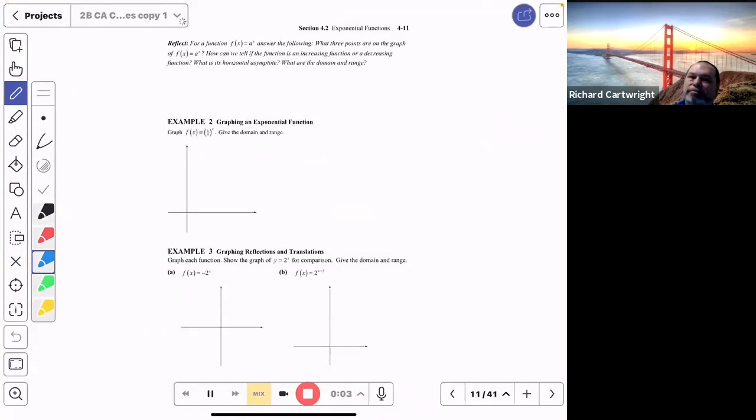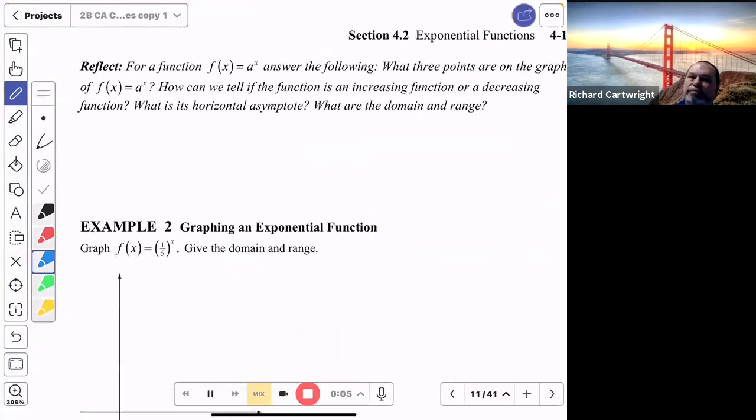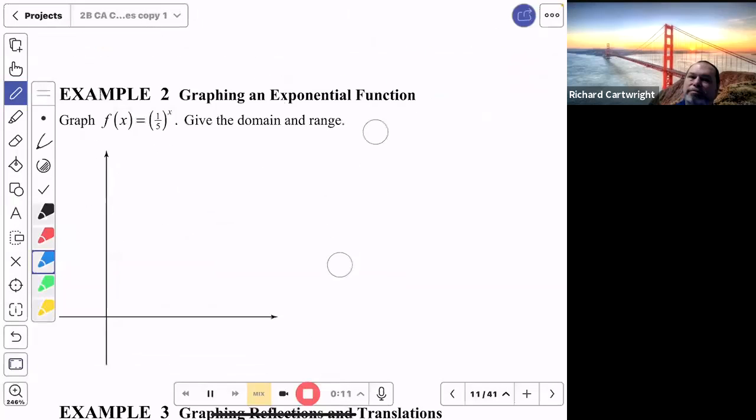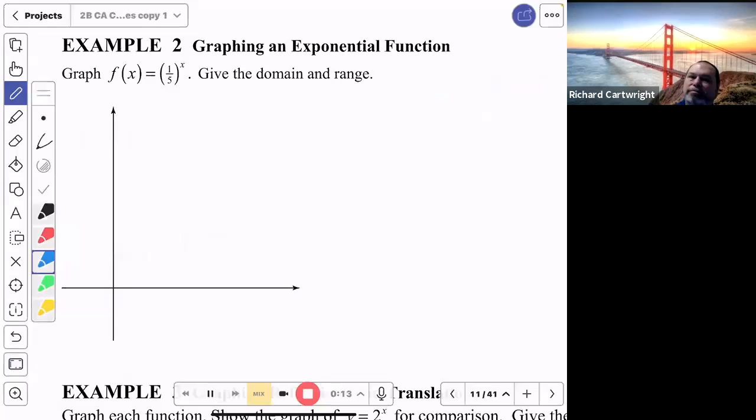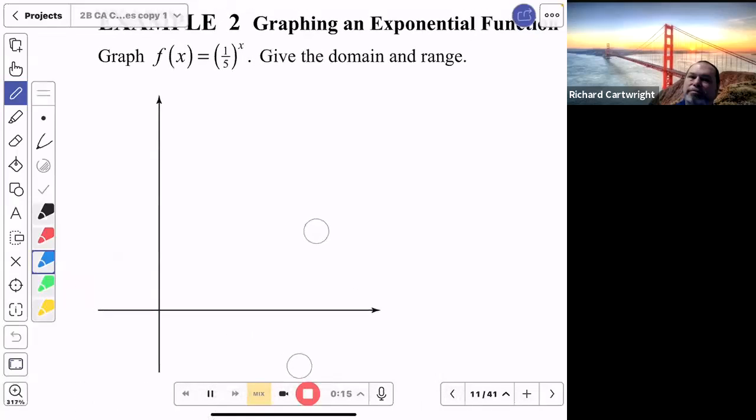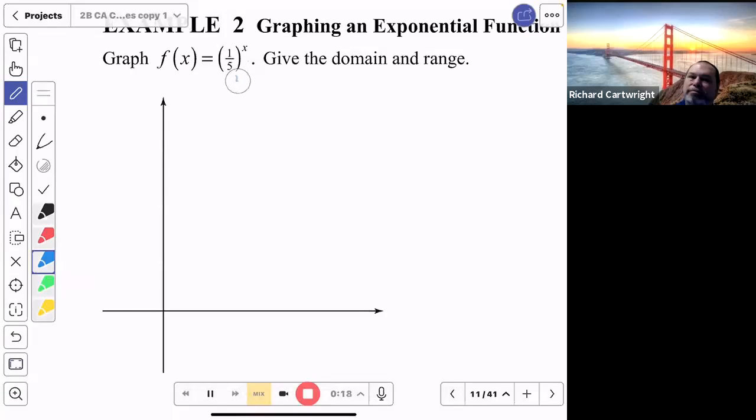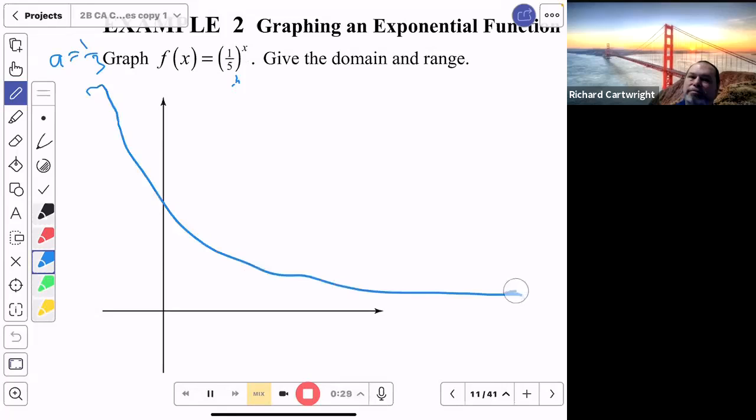Now, I've already talked about the increasing and decreasing bit, about the a's. Okay, so example 2. He wants us to graph. Okay, so there's my base. My a is a 1/3. That's between 0 and 1. So I know it's going to have to be a decay function. It's going to have to look like that. I know that. So I just drew it.